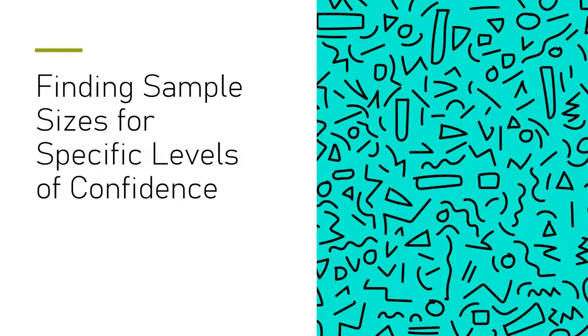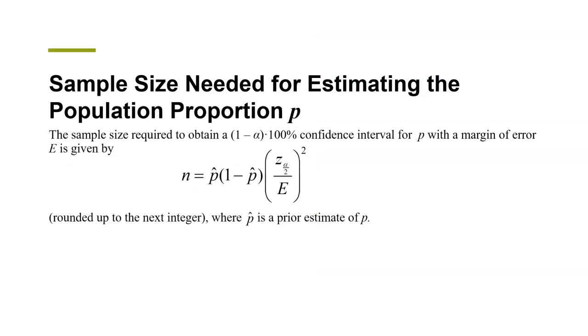In this video, we are going to talk about how to find the sample sizes in order to obtain a specific level of confidence. Sometimes you want a specific level of confidence. Whenever you plan your study, you have that level of confidence in mind, and then you work backwards. You figure out what your sample size should be in order to get that level of confidence.